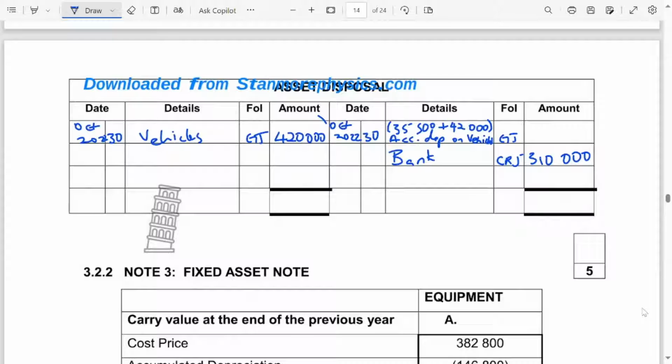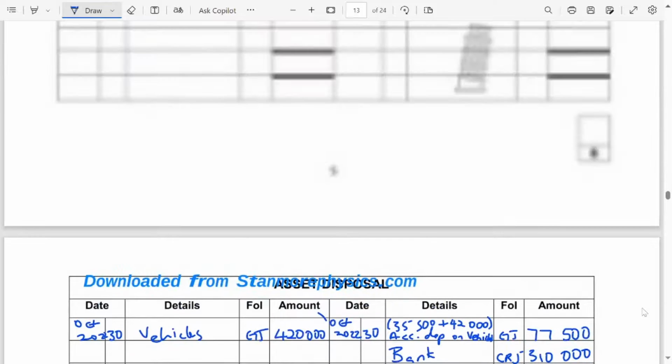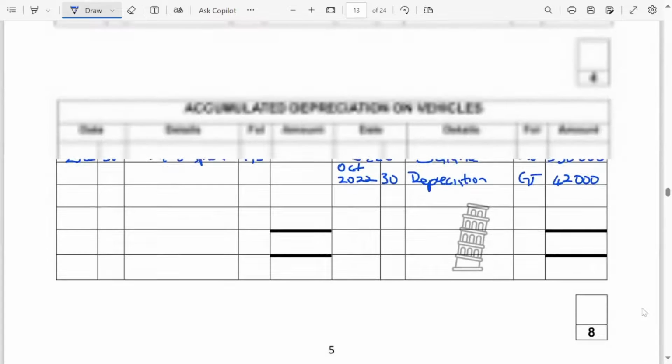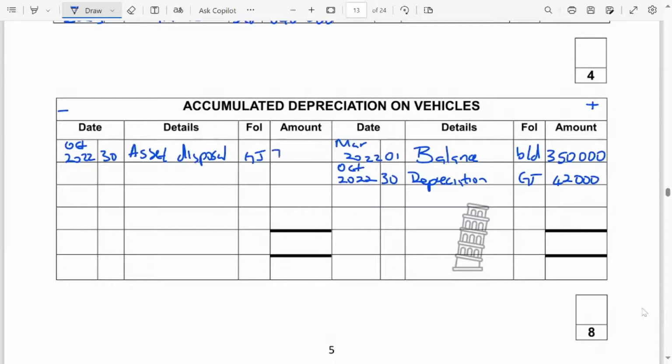So let's add these two. 42,000 plus 35,500. That is going to be 77,500. So we must go and decrease the accumulated with this amount, with the 77,500. We are decreasing this amount. In this amount, 42,000 is included. So that is why we're debiting the whole amount.